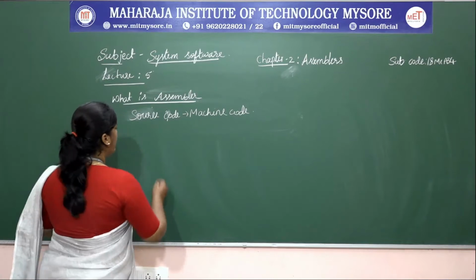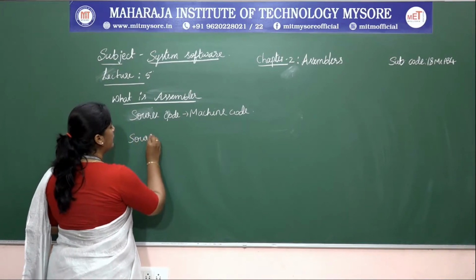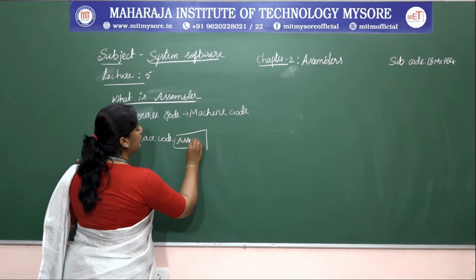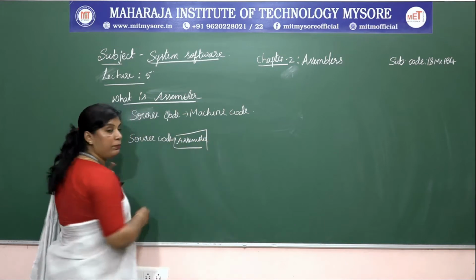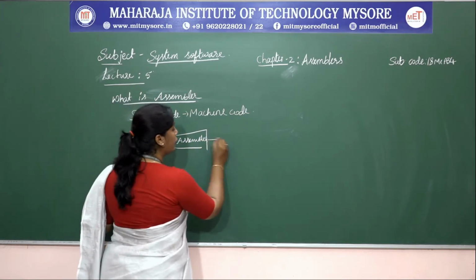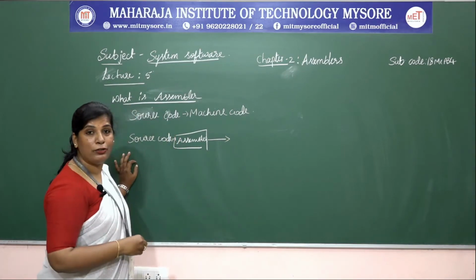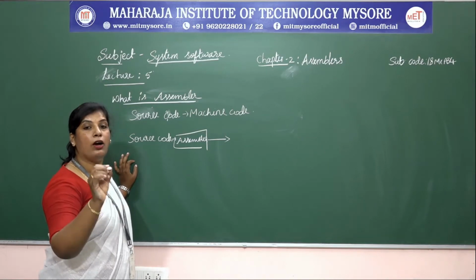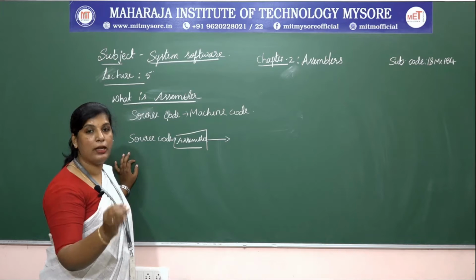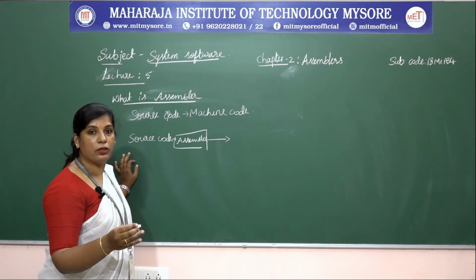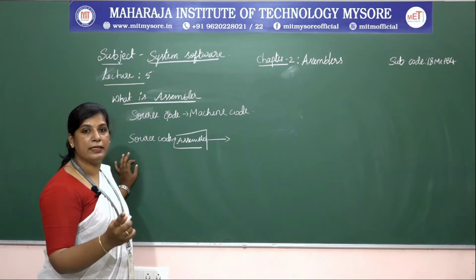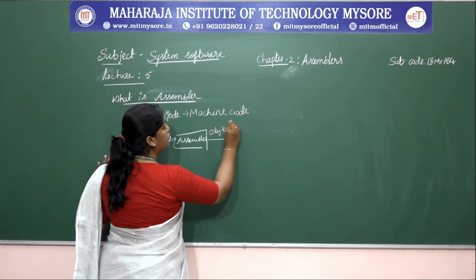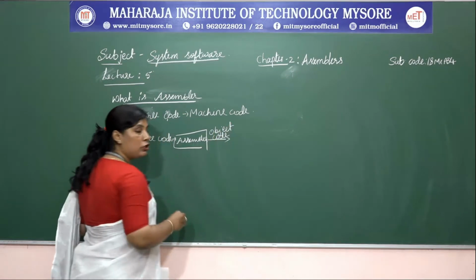Here we give the source code as an input to the assembler. The assembler processes that source code and then generates the object file. While generating the object code, it first generates the object code for each and every instruction. After combining the object code of all the instructions, it forms a single file called the object file. So the assembler generates the object code or object file for the same source code.